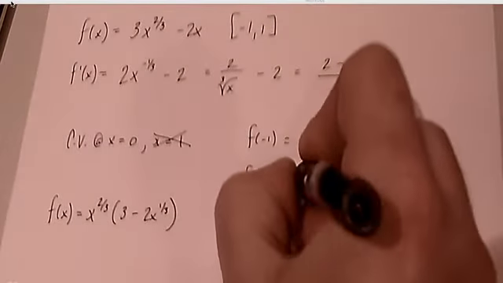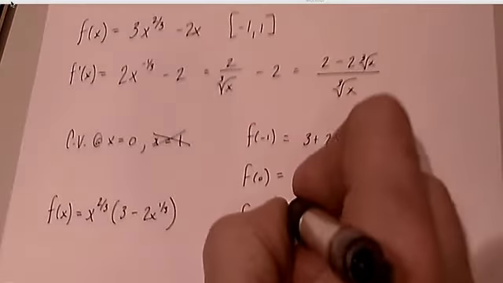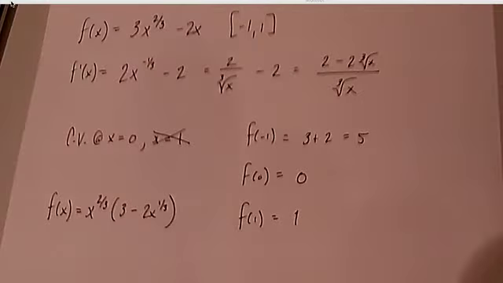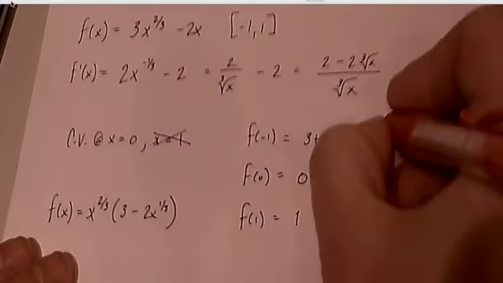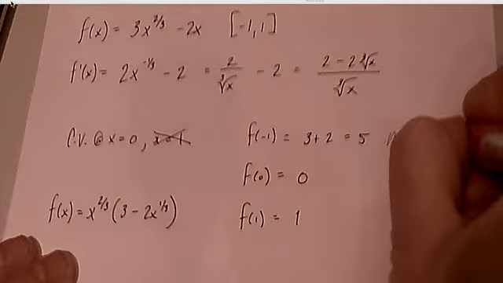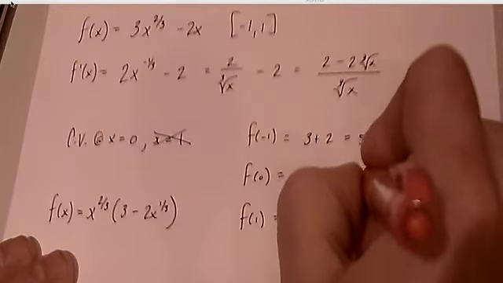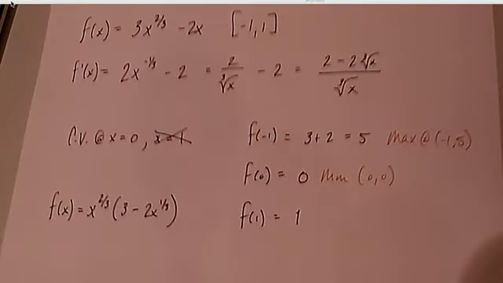At 0, obviously it's 0. And at 1, it's going to be 3 minus 2, or 1. Okay, well, which one is going to be the maximum? Well, this is obviously going to be the maximum at -1, 5. And this is obviously going to be the minimum at 0, 0.